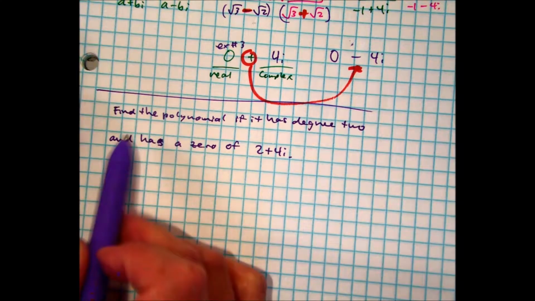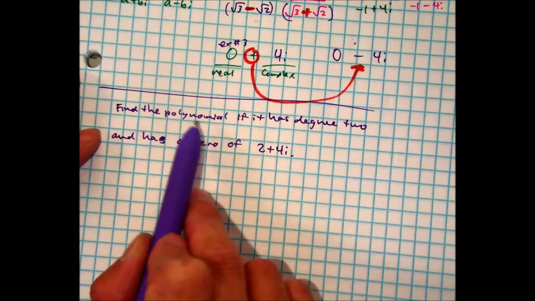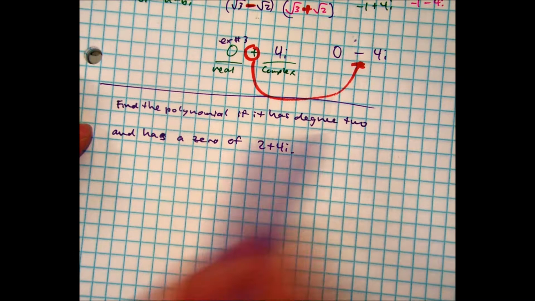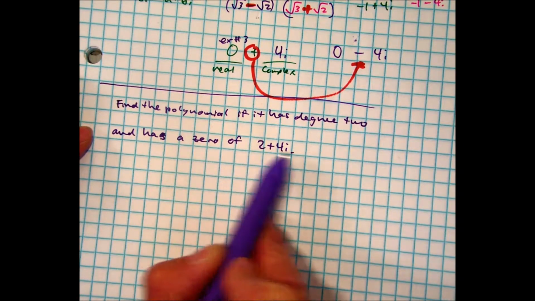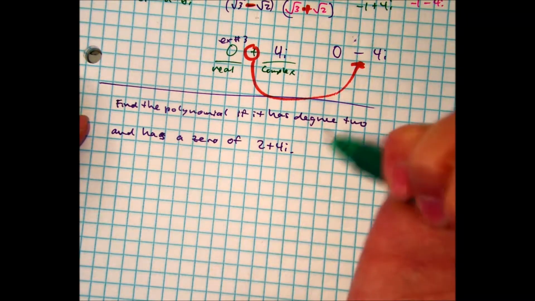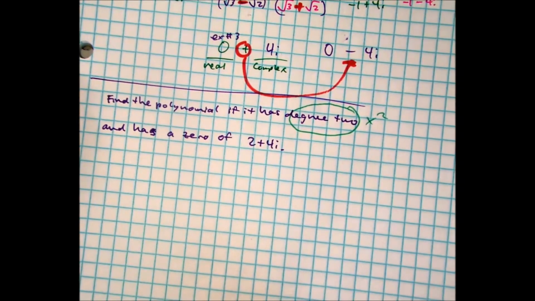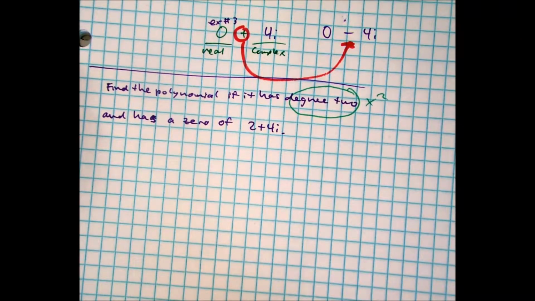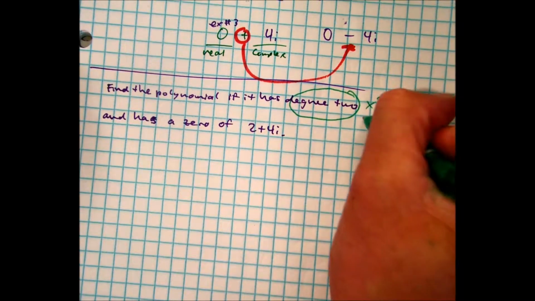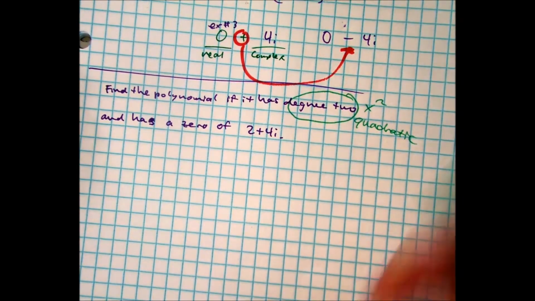Alright, the problem says find the polynomial if it has a degree 2. So it's very specific. It's not just a polynomial. It has a degree 2 and it has a 0 of 2 plus 4i. Let's think about that. Class, if it has a degree of 2, what's its parent function? X squared, which is called? What's the name of it? Quadratic. Okay, so quadratic, we've been learning then, what's its degree?